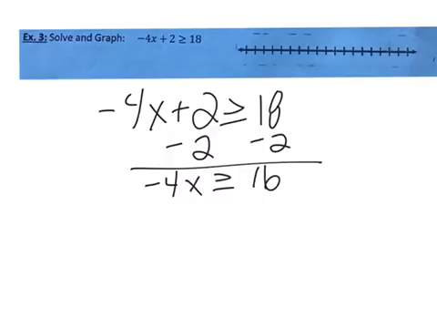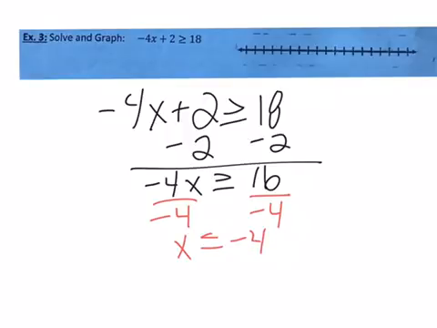Going from here, you are going to isolate x. So I have to do the inverse of multiplication. I'm going to divide both sides by negative 4. Because we're dividing by a negative 4, we need to flip our inequality symbol from greater than or equal to, to less than or equal to, and 16 divided by negative 4 is negative 4.